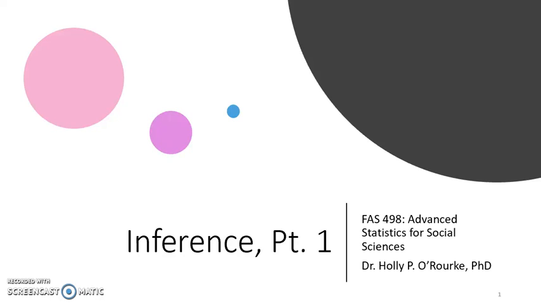Hi everyone, this is Advanced Statistics for the Social Sciences. In this lecture, I'll describe the process of statistical inference through null hypothesis significance testing, the concepts of type 1 error, type 2 error, and power, and the process of comparing a calculated statistic to some fixed parameter.